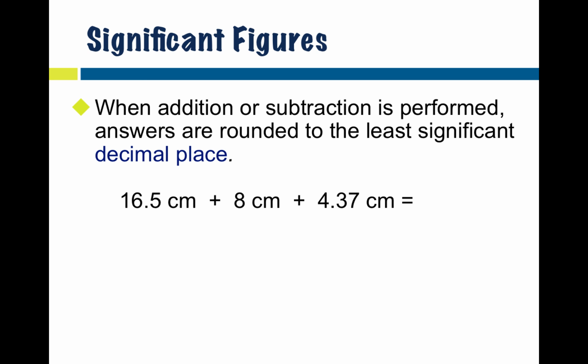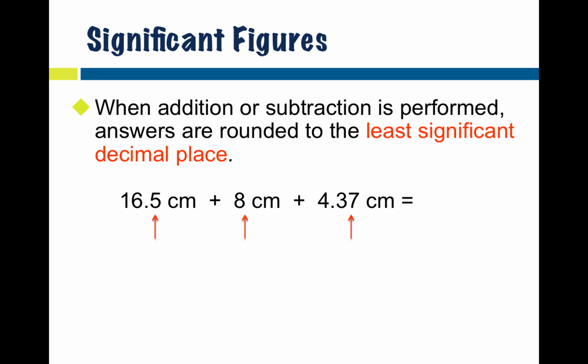So here, 16.5 centimeters plus 8 centimeters plus 4.37 centimeters. For addition and subtraction, we're looking for the least significant decimal place. In 16.5, we have 1 decimal place. In 8, we have 0 decimal places. And in 4.37, we have 2 decimal places. So the 8 with 0 decimal places is the one with the least amount of significant decimal places.